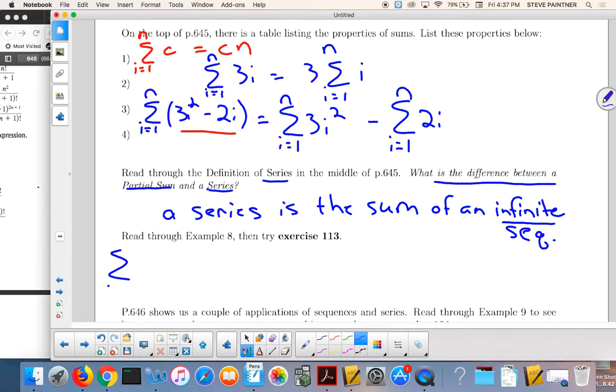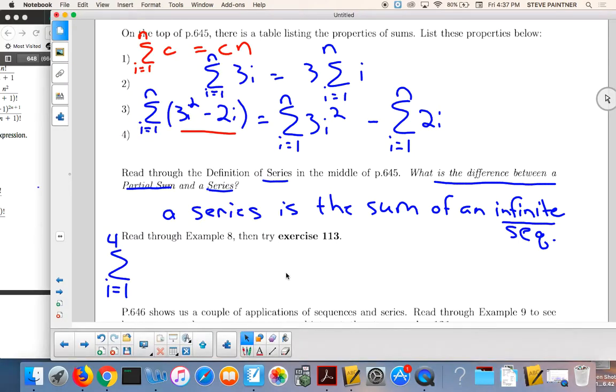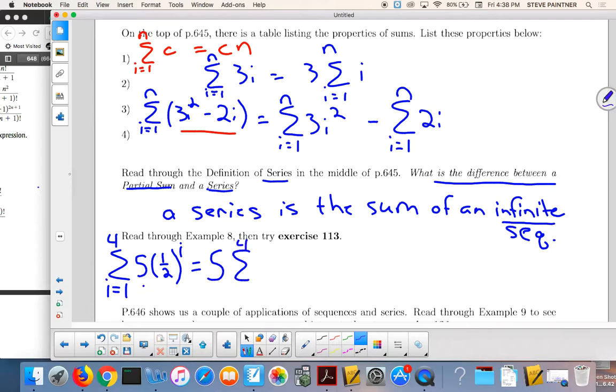So from i equals 1 to 4 of, I need to go back and figure out what the series is, 5 times 1/2 to the i. Okay, and here is the point where our properties of sums come in really nicely, because we know from our properties of sums that we can just take that 5 out front. That's really convenient, so we don't have to worry about that until the end.